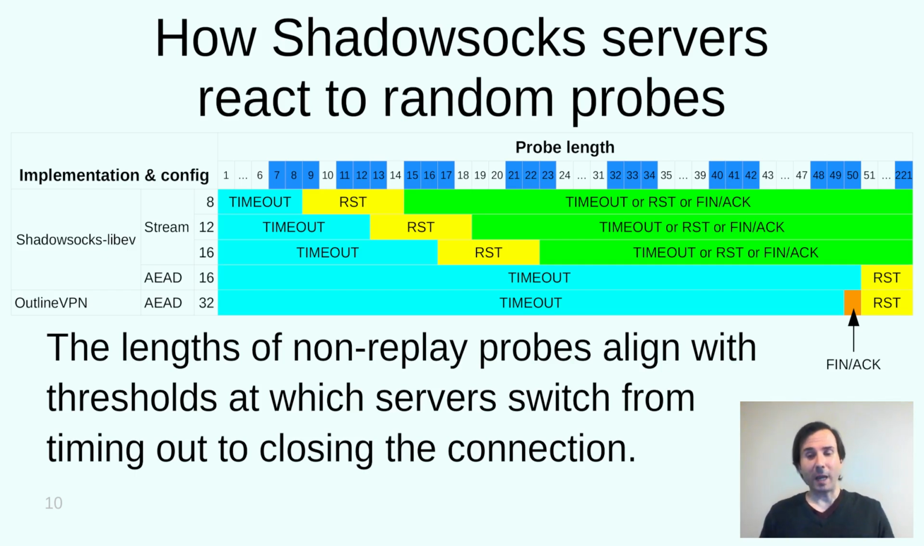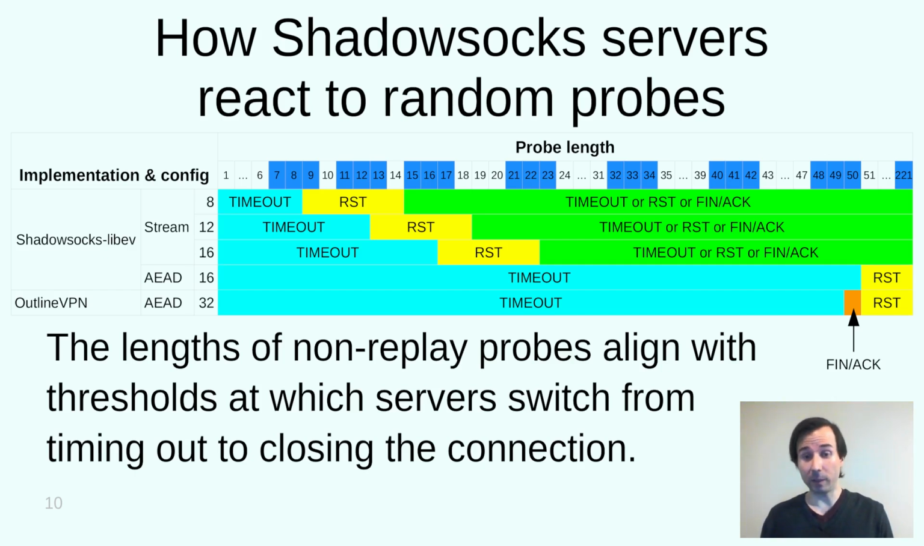You see, when you send random unauthenticated data to a Shadowsocks server, the server may react differently depending on how much data you send it. So if you send too little data, the server is going to wait to receive the rest of the data that it's expecting and eventually time out. But if you send beyond that threshold, the server will attempt to authenticate the data that it's received, be unable to authenticate it, and close the connection.